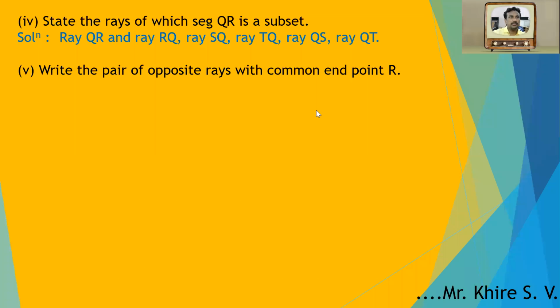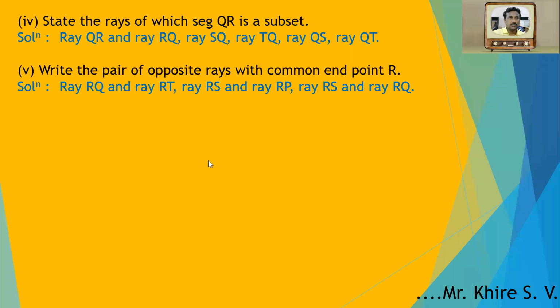Next is write the pair of opposite rays with common endpoint R. Ray RQ and ray RT. R is the common endpoint. Similarly, ray RS and ray RP, and ray RS and ray RQ. These are the opposite rays with common endpoint R.